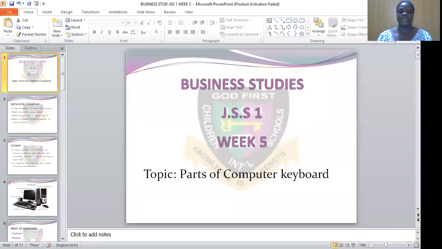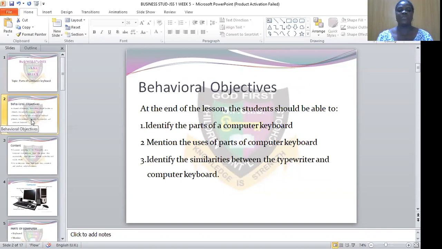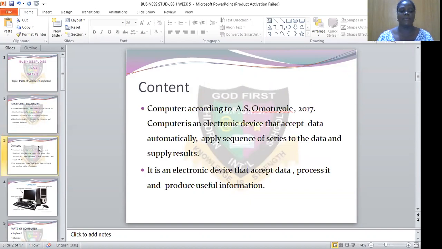Today, we'll be looking at the topic, parts of the computer keyboard. Again, we'll be treating parts of the computer keyboard. At the end of the lesson, the student should be able to identify the parts of the computer keyboard, mention the uses of the parts of the computer keyboard, and identify the similarities between the typewriter and the computer keyboard.